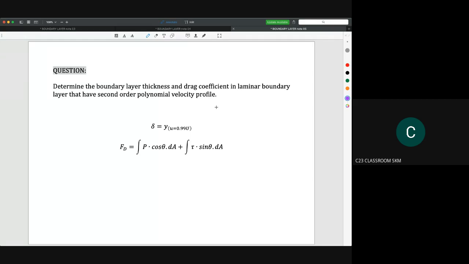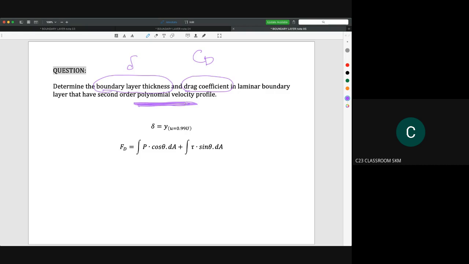So this is a question from one of the previous final exams. They ask you to determine the boundary layer thickness, so you need to calculate the value of delta, and at the same time the value of CD, the coefficient of drag. It gives you the second order polynomial velocity profile. I already answered that in the previous tutorial, so I hope you could check that one.